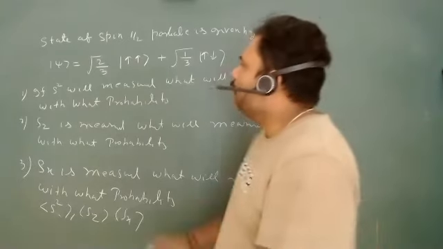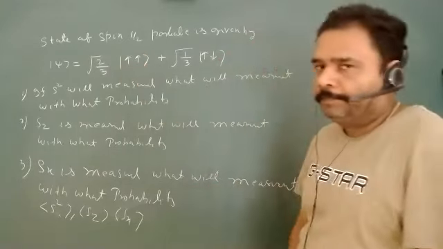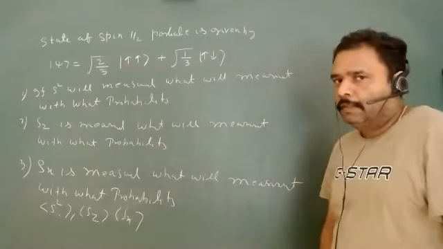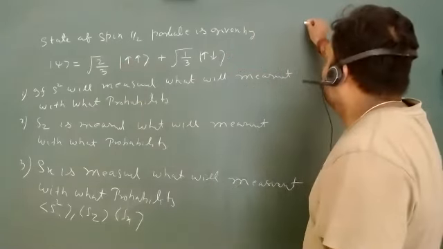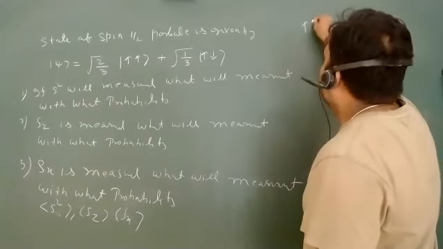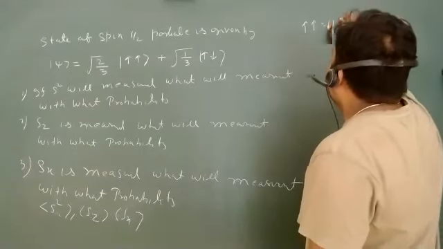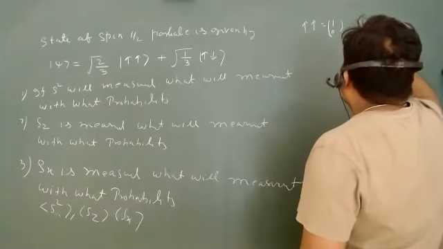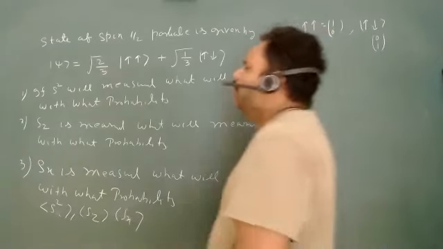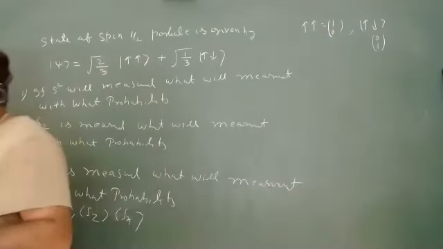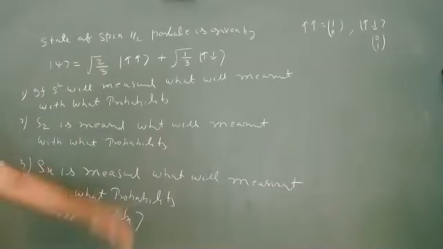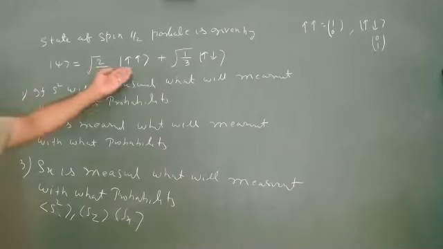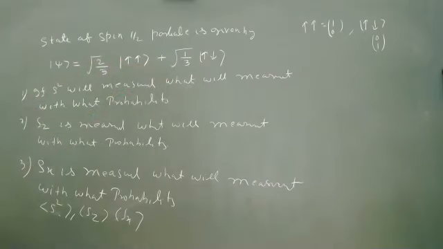By the way, in matrix form, what is my up? 1 0. So first recognize up as 1 0. What will be your down? 0 1. Don't worry, for S squared and Sz there is no problem converting into matrix form. Why is there no problem? Because this is written in a basis of eigenstates of S squared and Sz. So there is no problem.